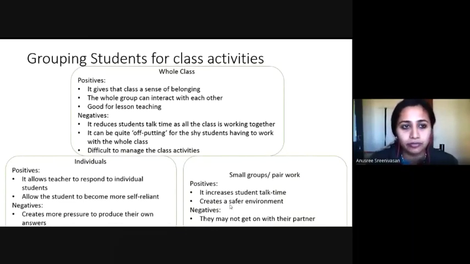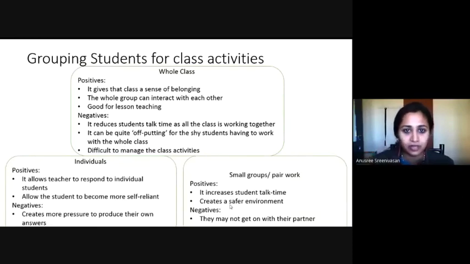Now, another strategy that language teachers use is considering everyone as individuals. The positives of this are that it allows the teacher to respond to individual students. It allows the students to become more self-reliant. You are an entity in yourself, so you have to give the correct answers. You don't have anyone to share with, so you become more self-reliant.